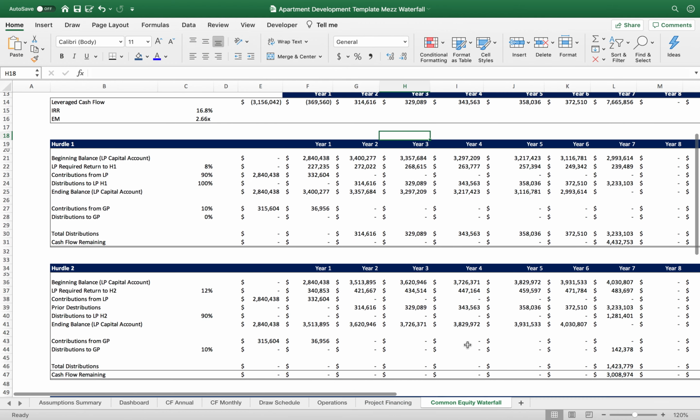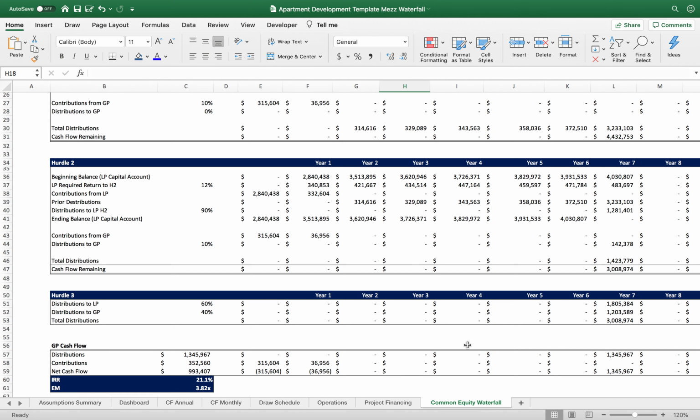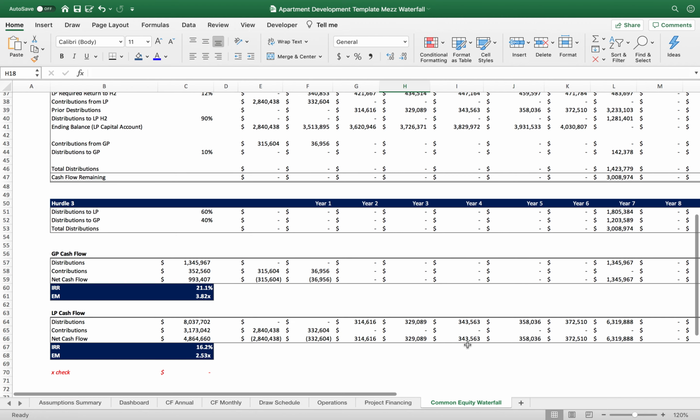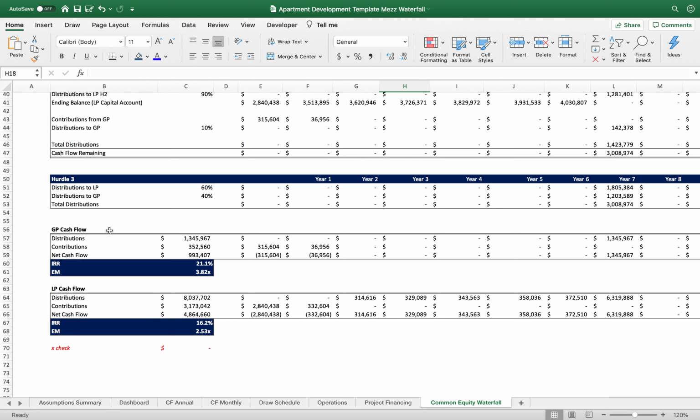And common equity waterfall with all three hurdles and the breakdown for distributions and contributions to both partners. You can see IRR and equity multiple calculations for both general partners and limited partners. So this is it about the model.